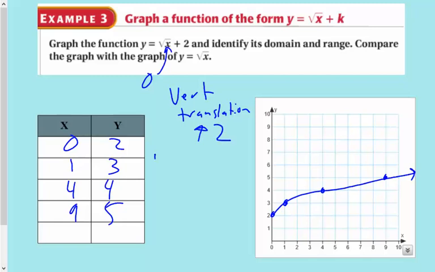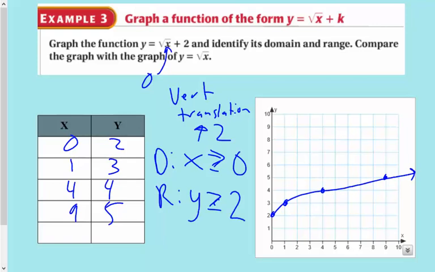And the domain, now x starts at 2, so x is greater than or equal to 2. And the range, y starts at, nope, sorry, lied. X starts at 0. Y starts at 2 and goes up. And so y is greater than or equal to 2. So there's your domain and your range.